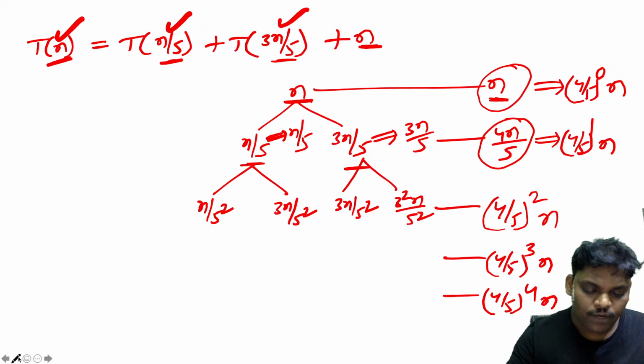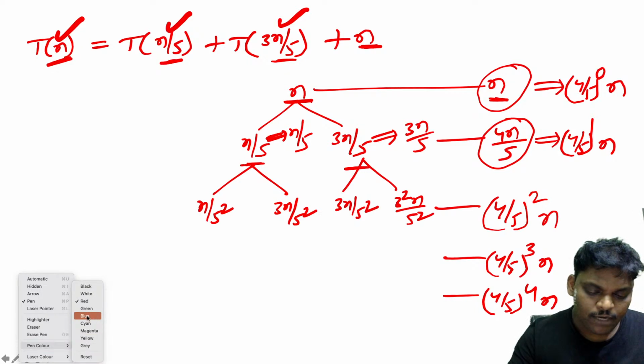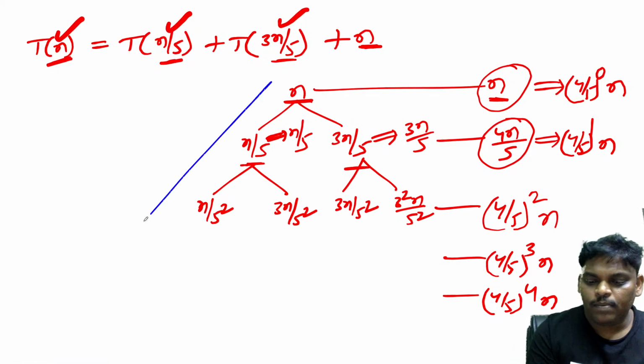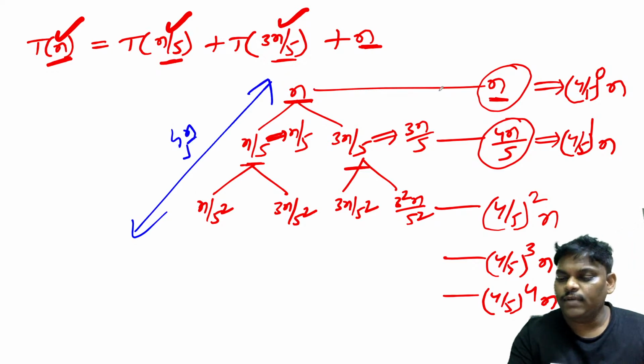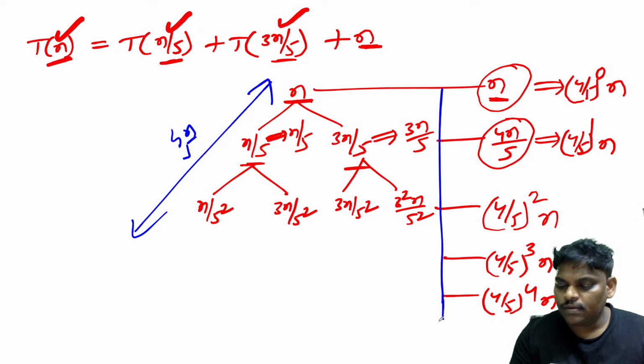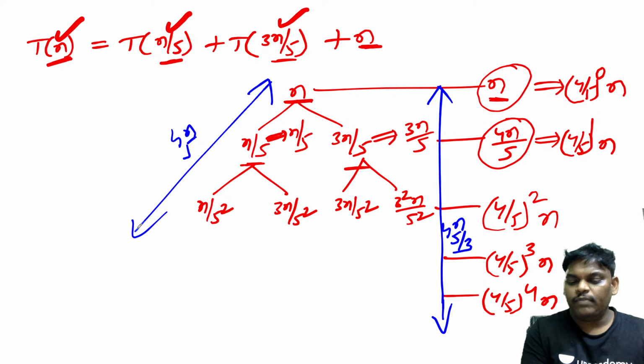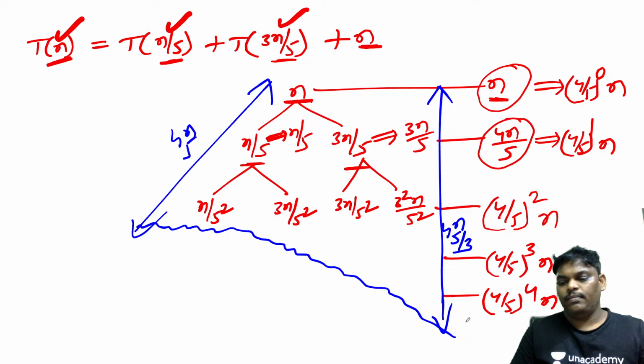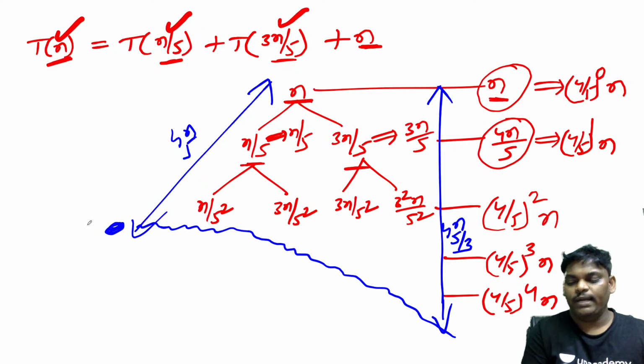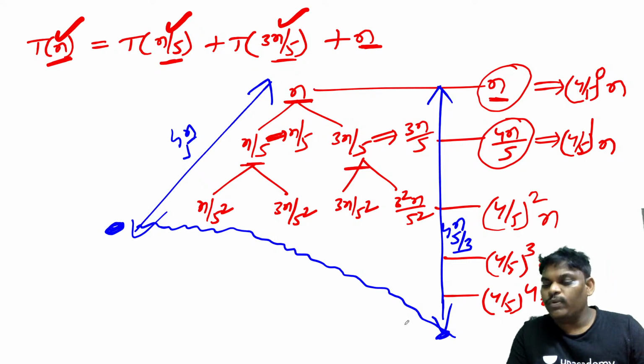One more thing I want to say. Left always divides by 5. If you always divide by 5, the left height becomes log n base 5. Right always divides by 5 by 3, so log n base 5 by 3. The left person stopped, the right person is still going. If you stop the procedure here, you get the lower bound. If you stop there, you get the upper bound.